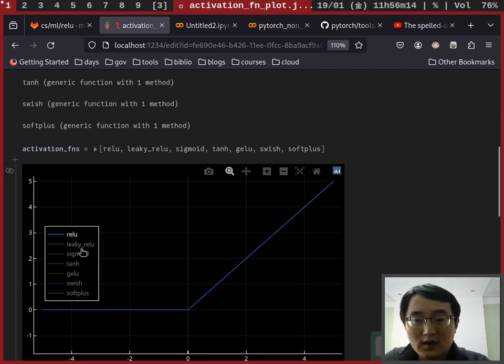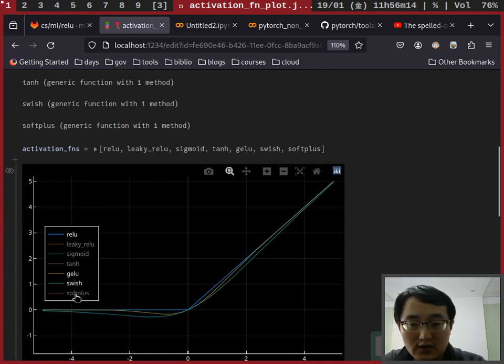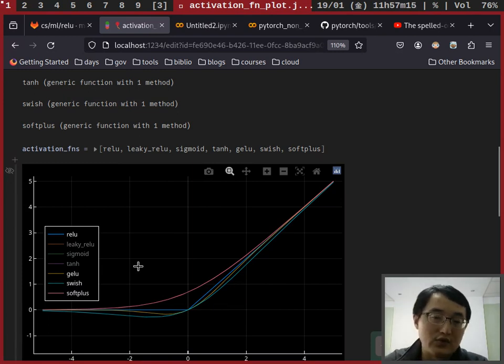I have also plotted other activation functions like leaky ReLU, which is also not differentiable at 0. And also there is ELU, Swish, and Softplus. Some people tend to think of these three functions as a smooth version of the ReLU function, in the sense that their shape are all close to the ReLU function.